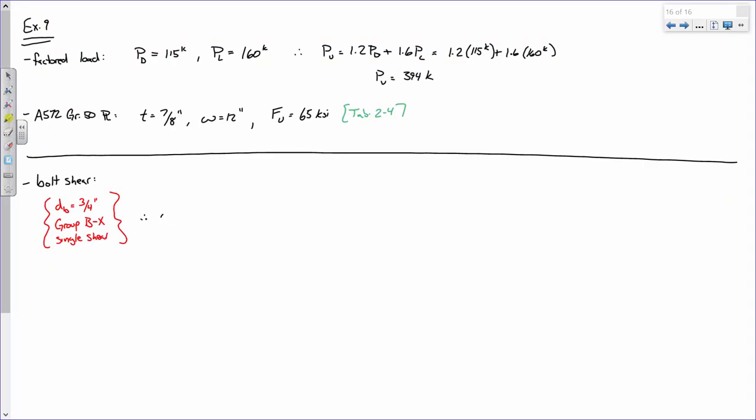Help me out. What is the capacity per bolt? Anybody got a value for me? Which is it? Single shear. 27.8. Does everybody else have that? That's from Table 7-1. So, group BX bolt, single shear, 3/4 inches in diameter, 27.8 kips per bolt. I got that from Table 7-1. Was everybody else able to find that?